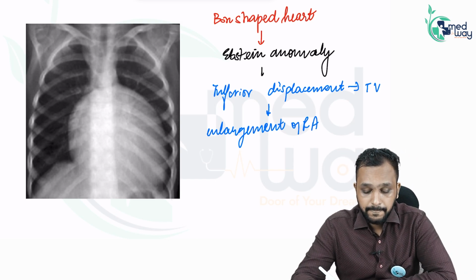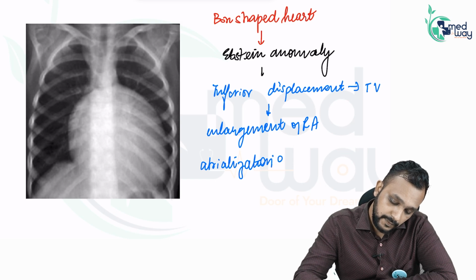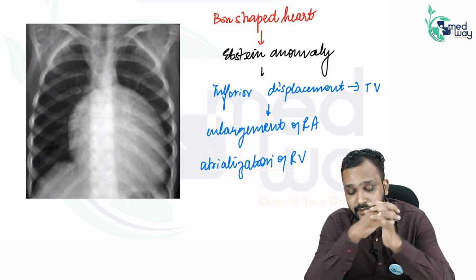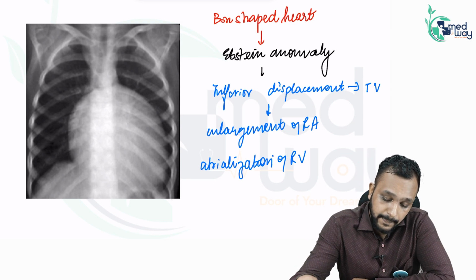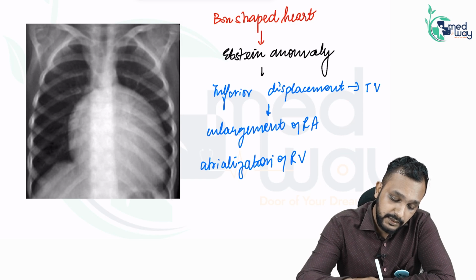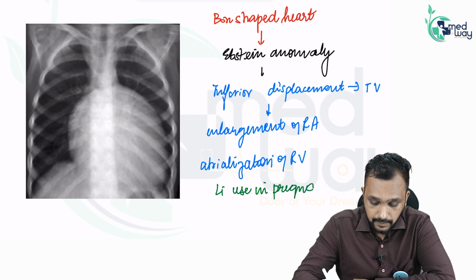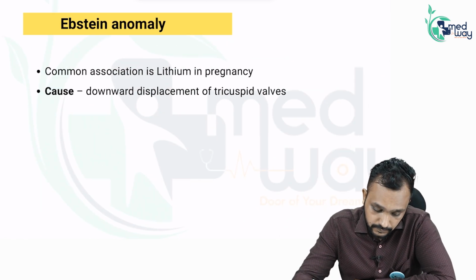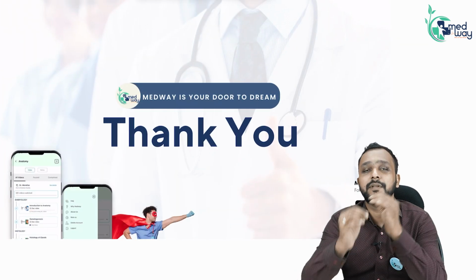or we can say there is atrialization of the right ventricle. And because of the decreased diameter of the right ventricle, there is decreased blood flow going to the lungs, and this will result in cyanosis in the baby. Another very important MCQ from this is that it is associated with lithium use in pregnant females, right. So, there is downward displacement of the tricuspid valve and it is associated with lithium use in females, right.